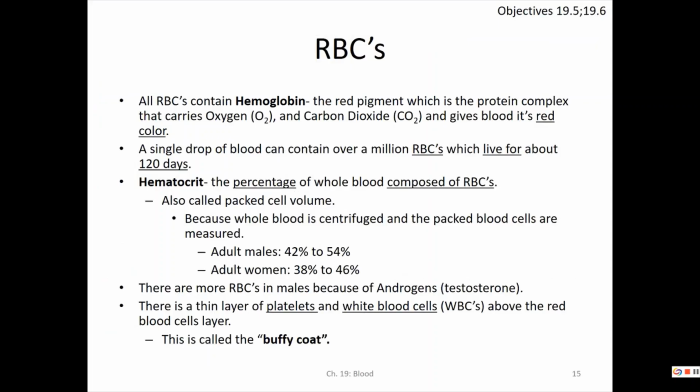Now, males have more red blood cells, higher hematocrit. Females' hematocrit is about 38 to 46%. Testosterone causes red blood cell production as well, and also just overall size. So if you took the same vial, there is a platelet and white blood cell layer called a buffy coat there as well in your tubes.